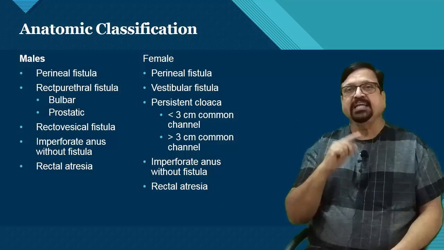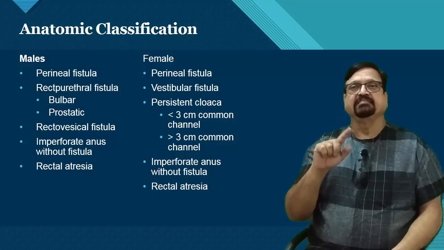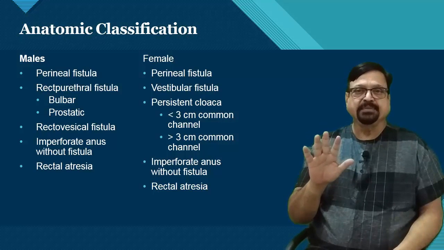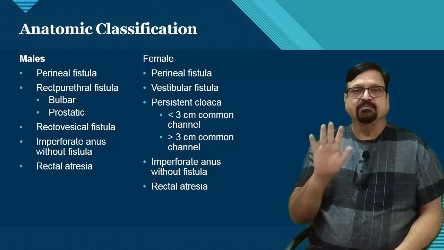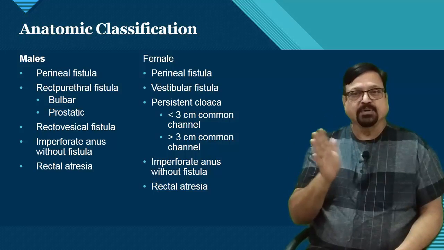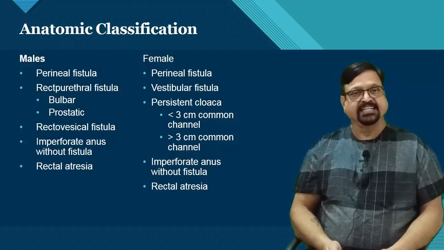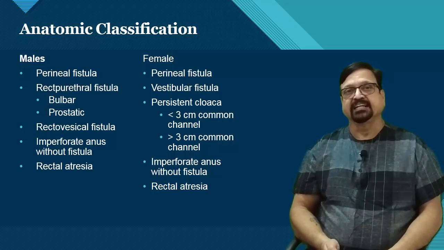In females it can be perineal fistulas, vestibular fistulas, then persistent cloaca. There are different measurements, less than a centimeter, more than a centimeter. Then imperforate anus without fistulas and rectal atresia. These are the different classifications.